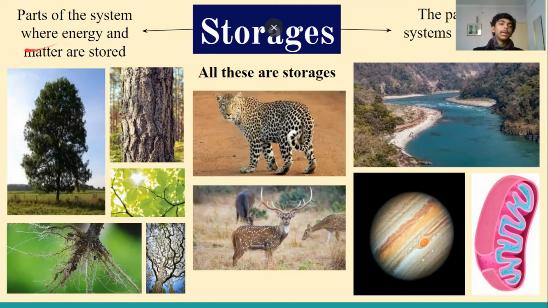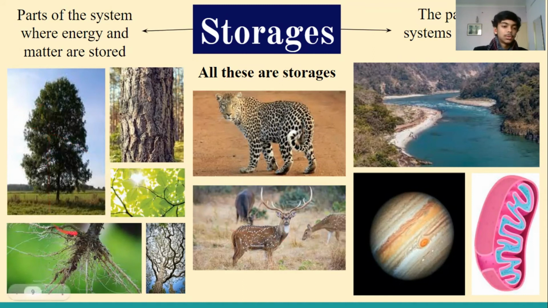Parts of the system where energy and matter are stored. And since literally everything is matter, you can classify anything into a storage. For example, this nice looking leopard here, it has energy and matter. Matter, of course, in its body itself, and energy in terms of chemical potential energy, right? Because it uses that chemical potential energy to run throughout the day to hunt for its food. Same for this spotted deer. This one uses that energy to run away from that leopard. Although, please, I'm not sure whether or not leopards hunt spotted deer.